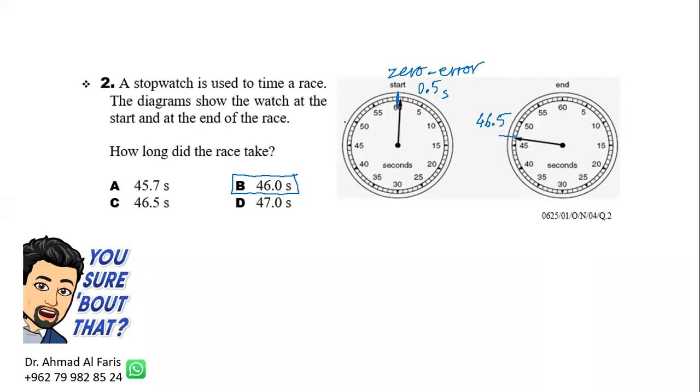So one of the mistakes and errors that students can make is called zero error. We always have to check the zero error in any instrument when we try to measure something. Always first check the zero error of the instrument.